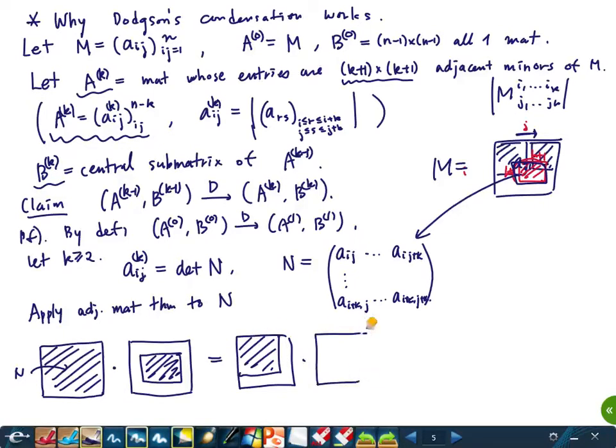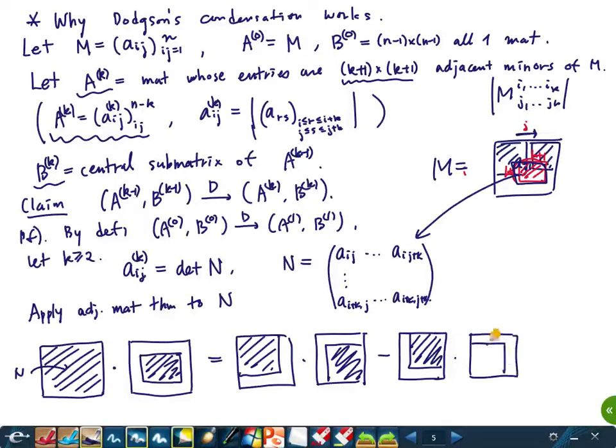determinant of this, minus determinant of this, determinant of this, right?